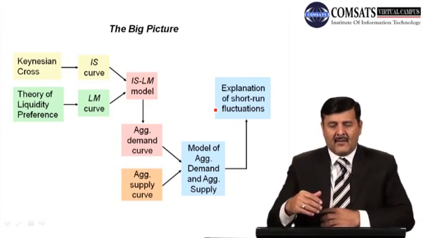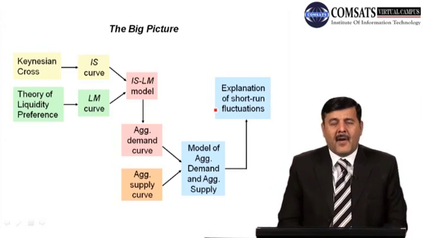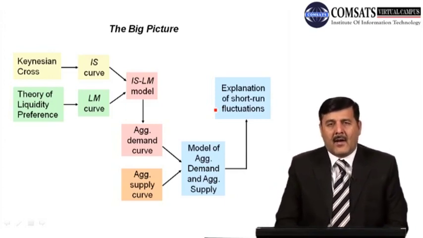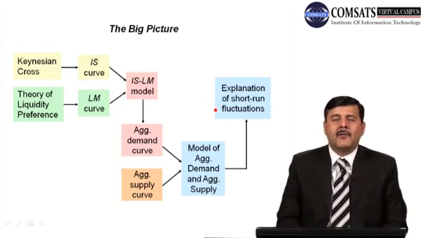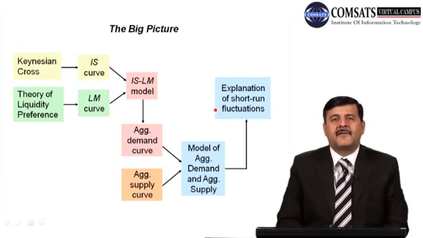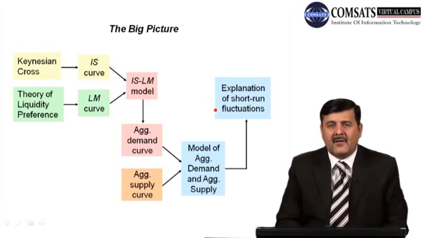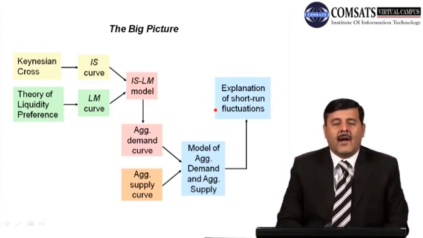So this is just the broader picture of the Keynesian cross and liquidity preference theory. As I told you, by using the Keynesian cross we have derived the IS curve, which is the investment-saving curve, and the LM curve is the liquidity-money curve, which we drew from liquidity preference theory. We combined both in one model, and then we get the aggregate demand and aggregate supply curve.